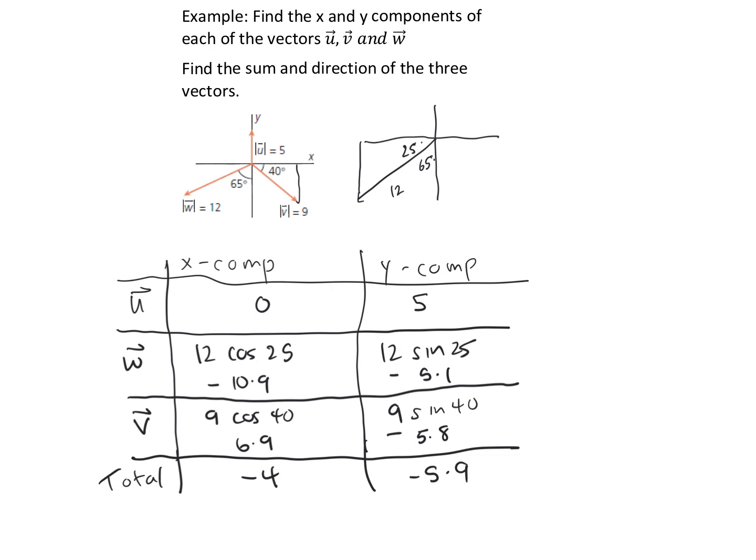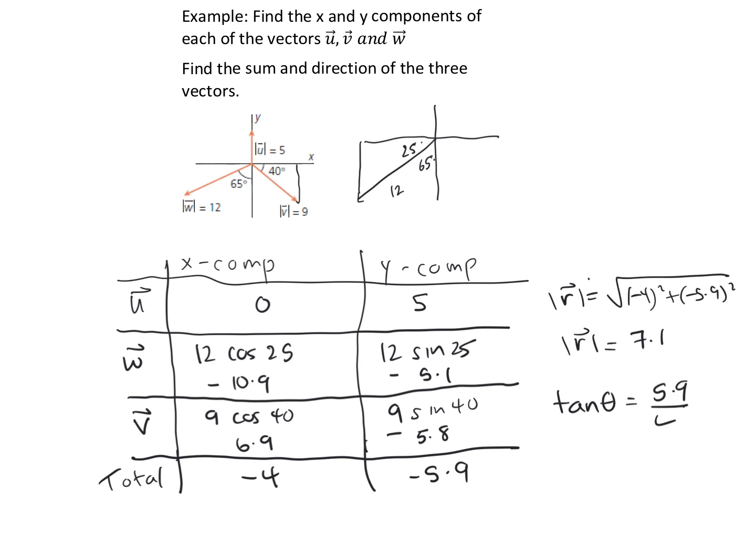So we can use Pythagorean theorem to find the resultant. We'll just do the square root. So we've got -4 squared plus -5.9 squared. And the resultant works out to be approximately 7.1. There are no units given, so we'll just leave that as 7.1. Then we want to determine the direction. So we will use the opposite y over the adjacent. The angle works out to be 56.